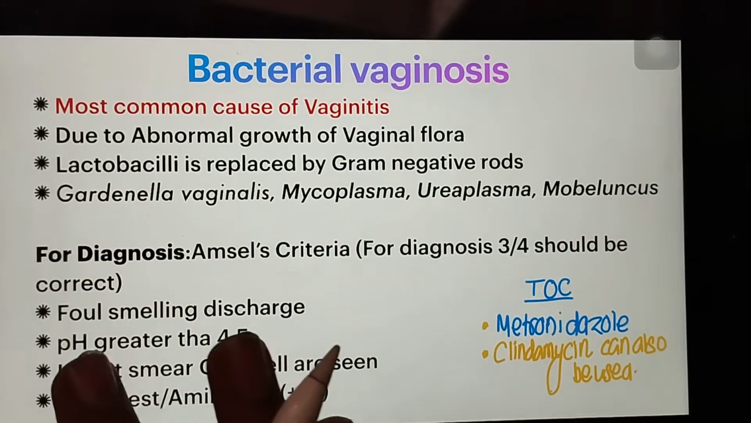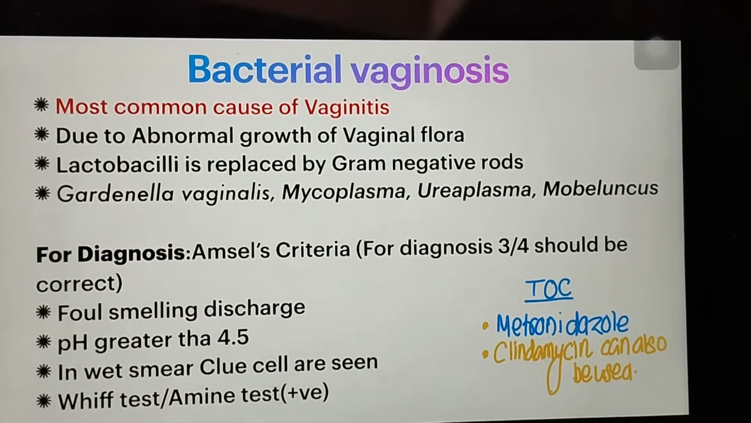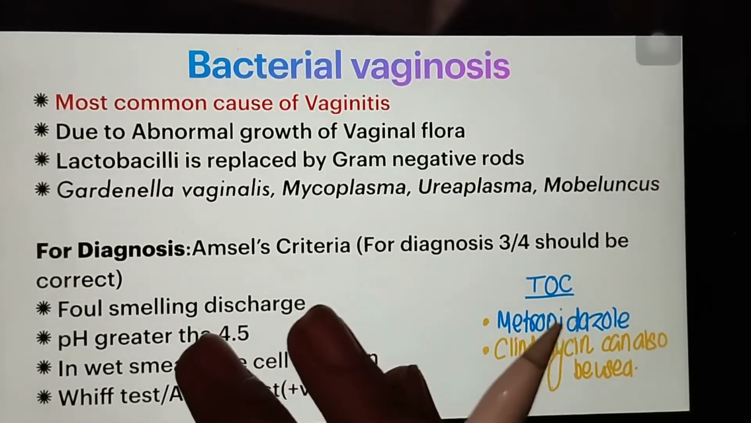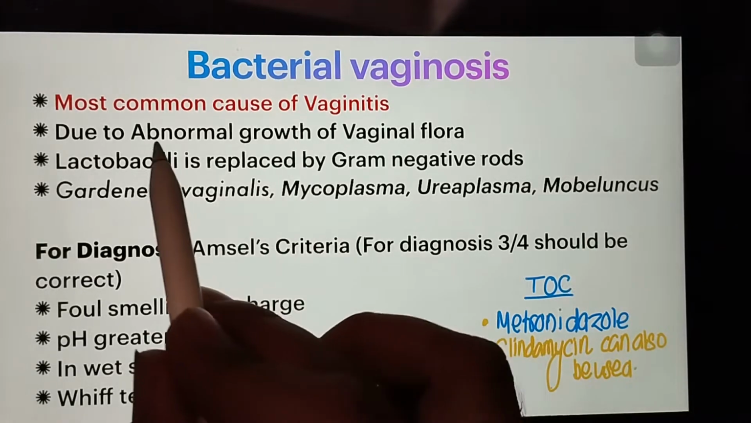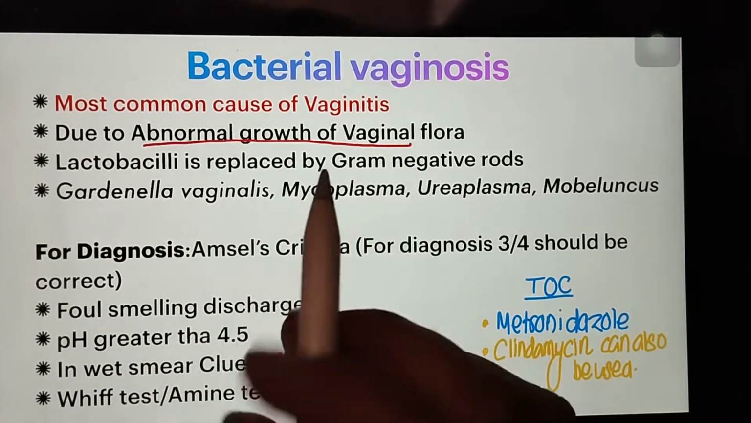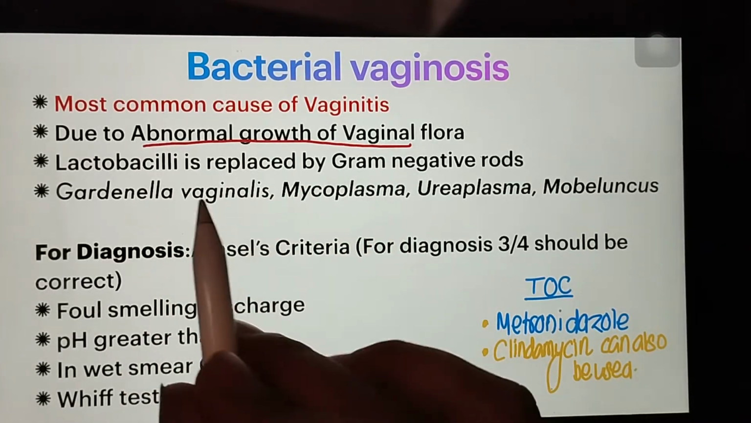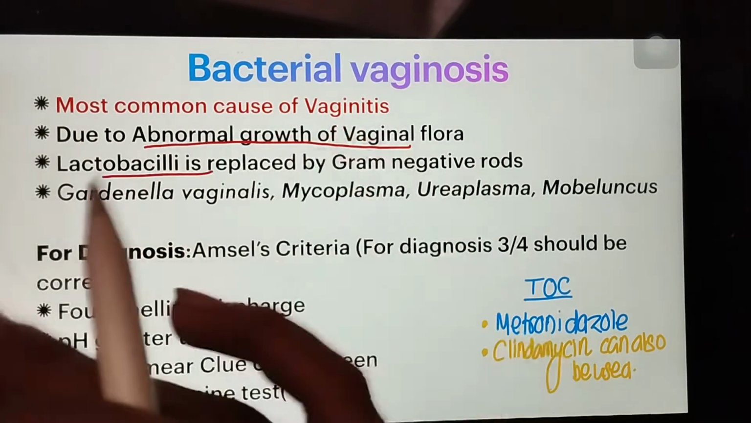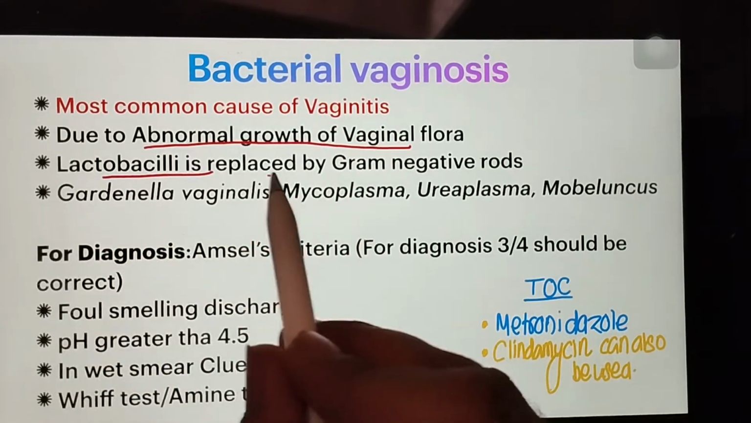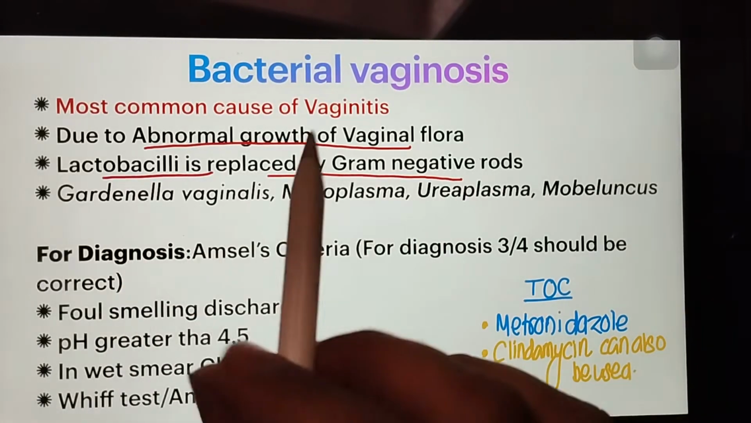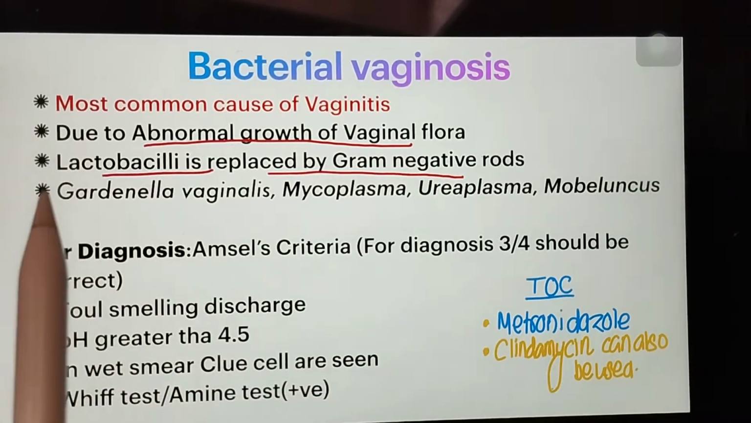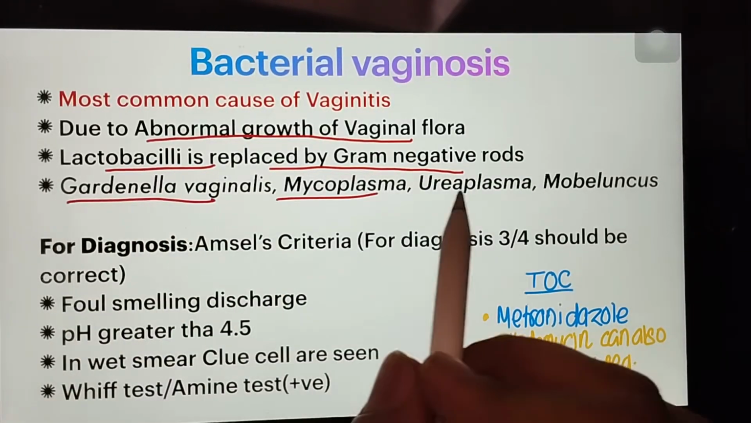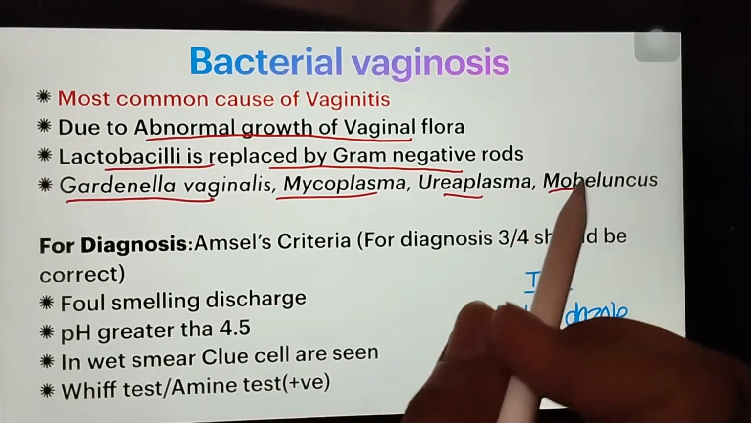So let's go to vaginitis. The first is bacterial vaginosis. It is the most common cause of vaginitis, and there is abnormal growth of vaginal flora. As I have already said, lactobacillus is generally present there, and it is replaced by gram-negative rods. The major organisms causing bacterial vaginosis are Gardnerella vaginalis, Mycoplasma, Ureaplasma and Mobiluncus.